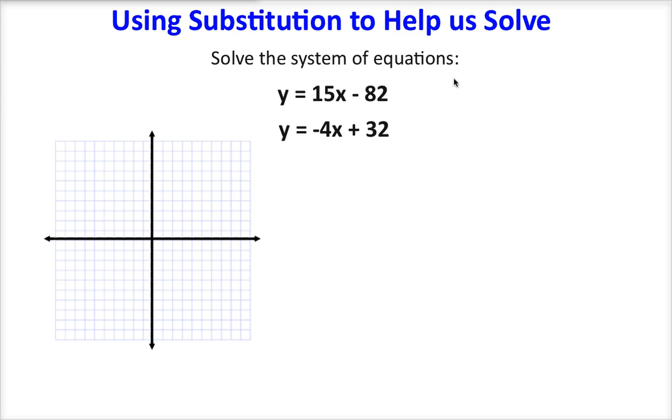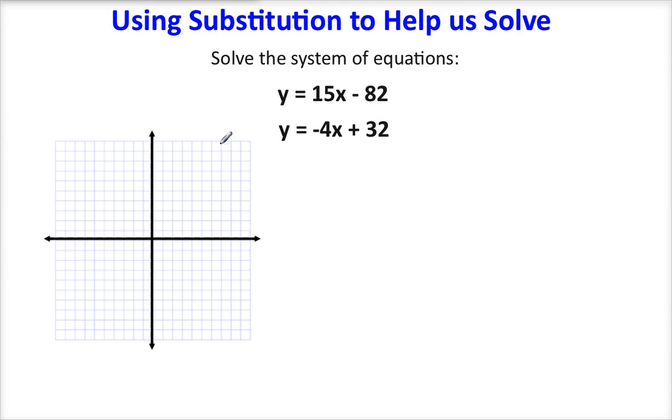So let's take a look at this example here. It says using substitution to help us solve. So solve the system of equations y equals 15x minus 82 and y equals negative 4x plus 32.